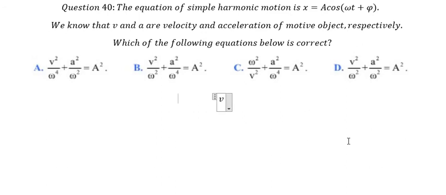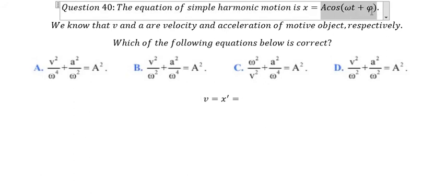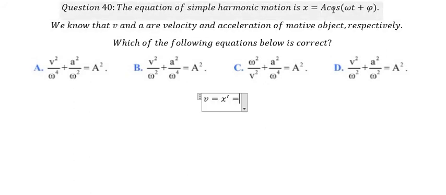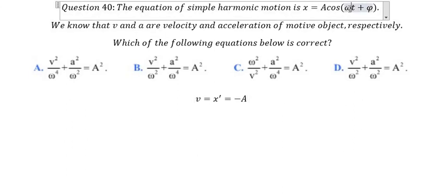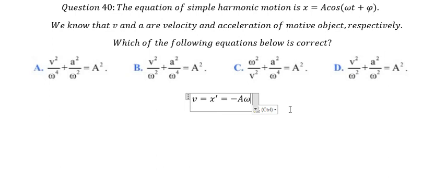We need to know that v is the first derivative of s. If we take the first derivative, cosine changes to the negative sine, and we have omega outside, so that gives minus A omega sine, open the bracket, omega t plus phi.